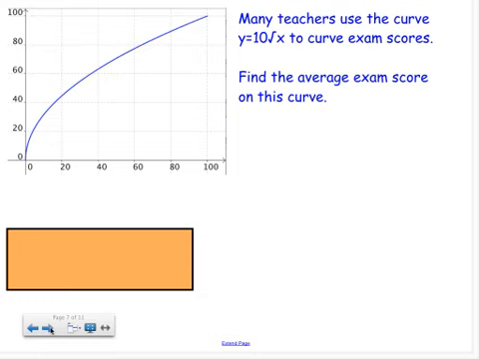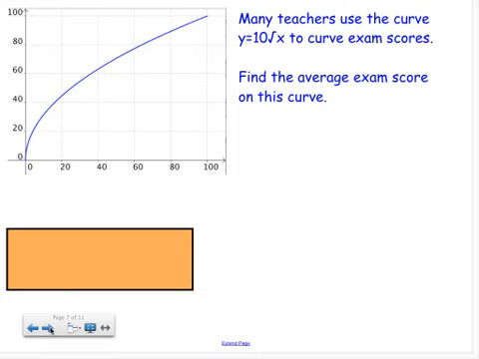Okay, let's do a simple example. Many teachers like to use the curve y equals 10 square root of x to curve exam scores when students didn't do very well. So you would take your raw exam score, which is the x, plug it in this formula, and the y that comes out would be your curve score. And that helps students more towards the bottom of the curve than towards the top, but is a standard use for many teachers. I don't use it, but there it is.